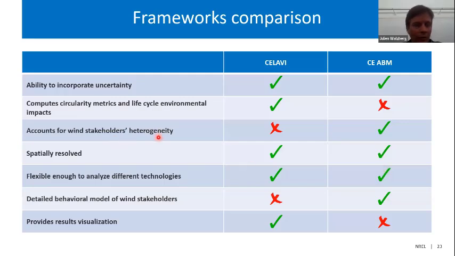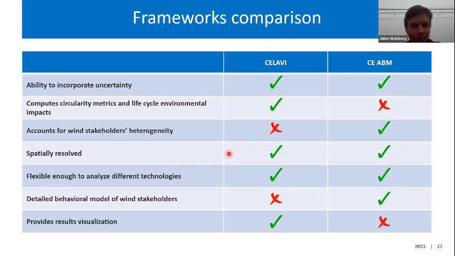So if we summarize the two frameworks and their capabilities, we can see that they have some similarities. They're both able to incorporate uncertainty. They are both spatially resolved, and they are both flexible enough to look at different technologies. There are, however, some differences that make it interesting to try to combine them to answer wider research questions and improve the analysis that we're doing with the different models.